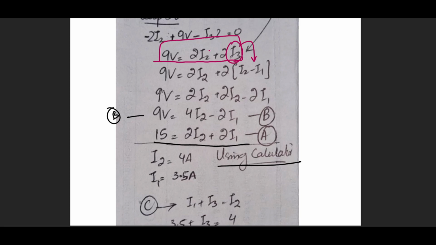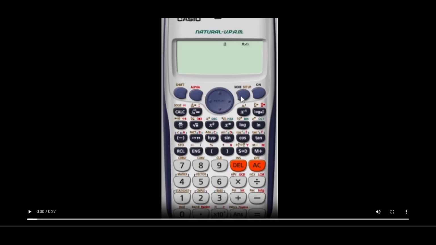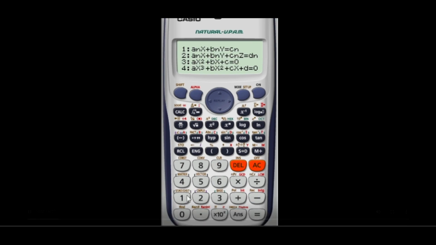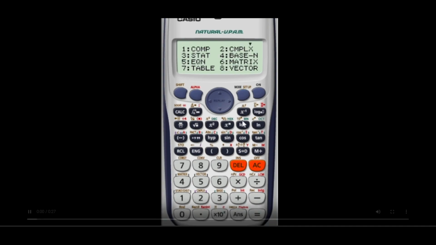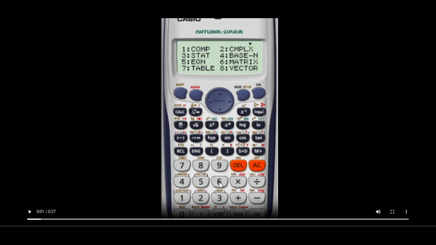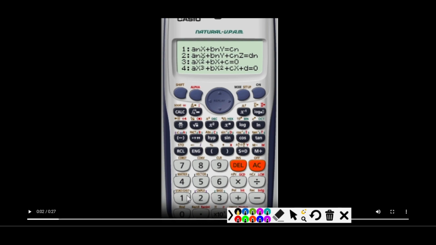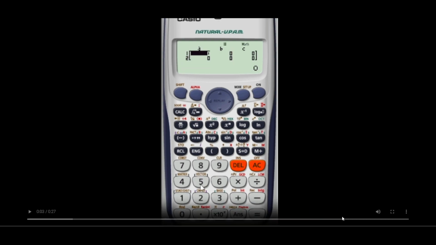Now, let me show you on the video what I've done. So this is going to be a calculator, right? I'm going to show you what options to select. So you go to mode. You press mode, then you press 5 for equation, then you press 1 for this equation, which is this one, ax plus by equals c. Now you get the simultaneous block.